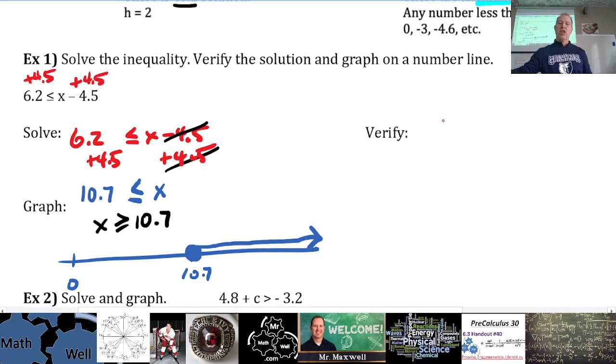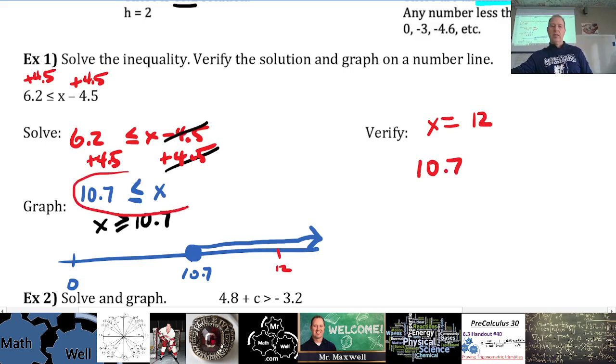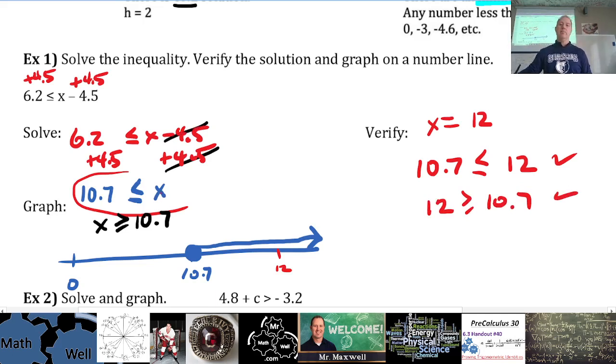Verify is the same as kind of check. So for an inequality, all you have to do is pick one number just to check, okay? So pick one number that's greater than 10.7, and we'll all probably, out of our head, pick a different number. It doesn't matter. But I'm going to check x equals 12, okay? Because that one is over here, right? So I'm going to see if that works. I'm going to use the original, this one right here. So 10.7, is that less than or equal to 12? Well, yeah, it's less than 12, right? So that checks out. And if you wrote it the other way, is 12 greater than or equal to 10.7? Yeah, it's greater than. So whichever way you write that, it works out.